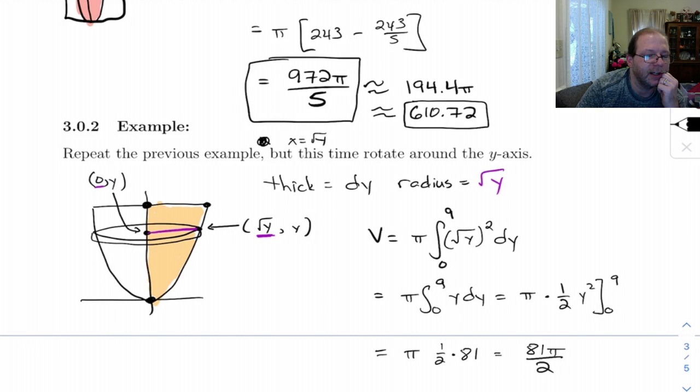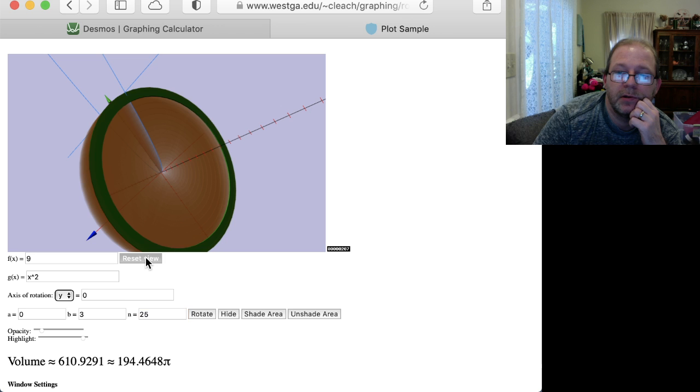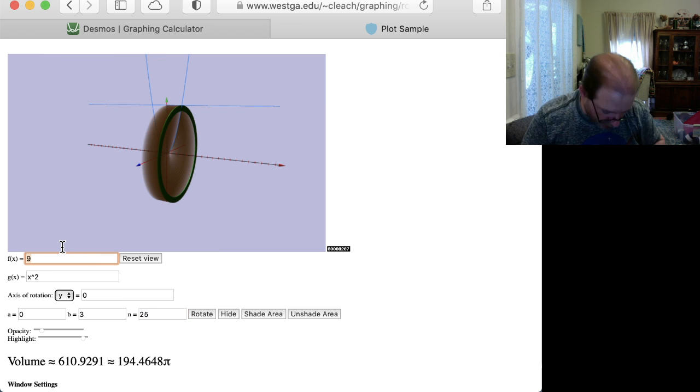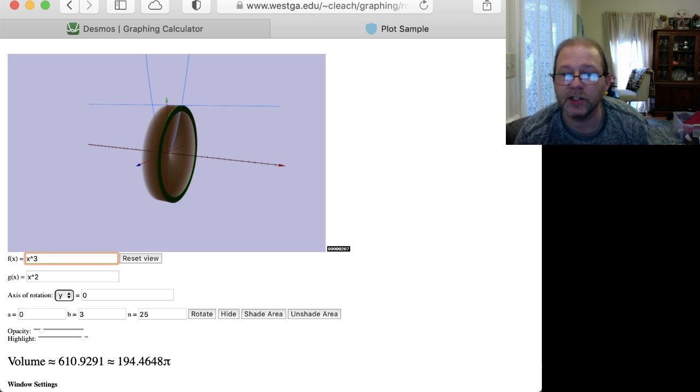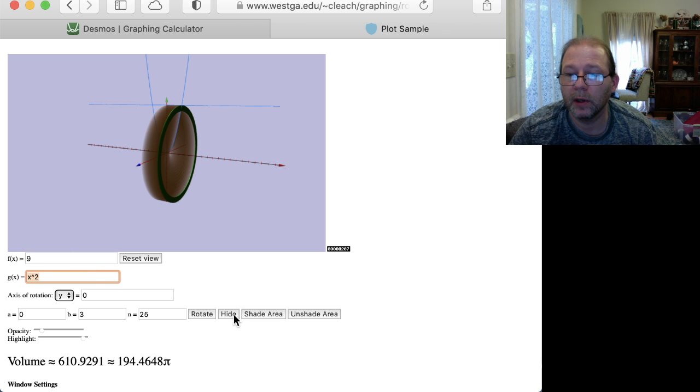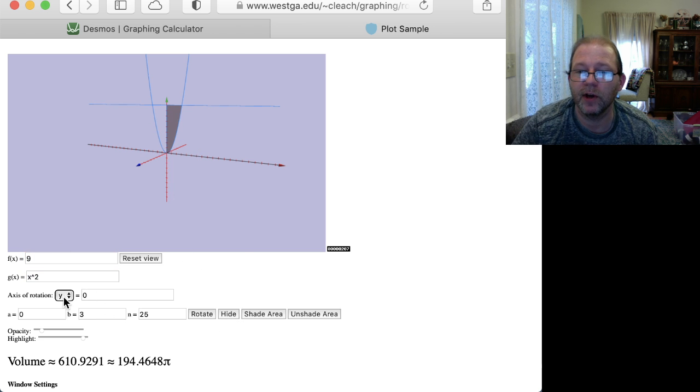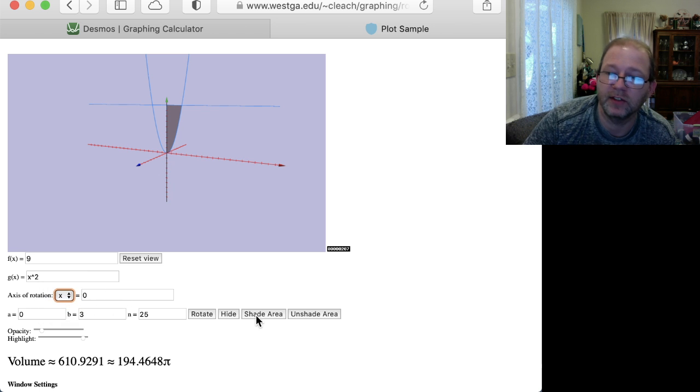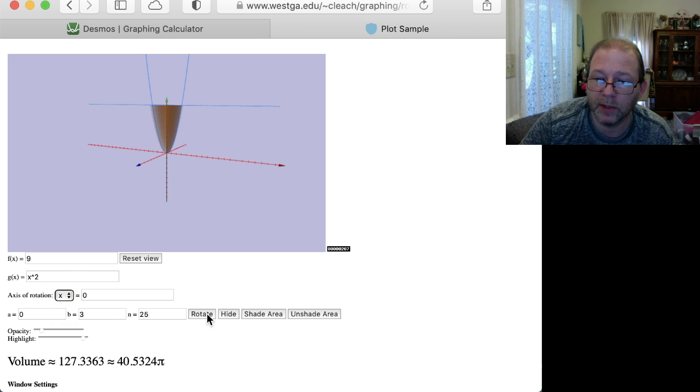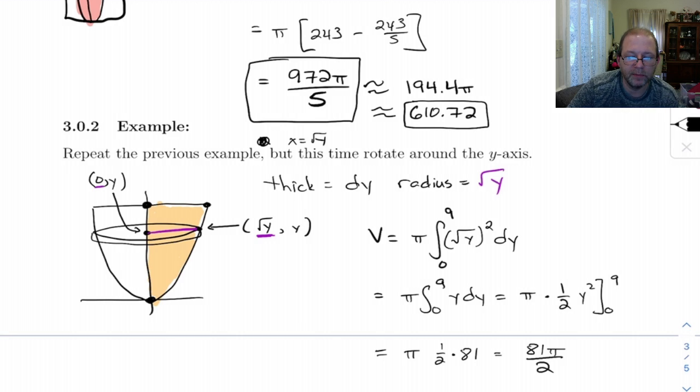And as always, I want to check. So this was y equals x squared. I guess I didn't even need to change anything here. We've got that area, and now instead of rotating around the x-axis, we're going to do the y-axis, which is x equals 0. Rotate that thing, and we get 127.33 or 40.5, etc. pi. Now the exact answer that we got was 81 pi over 2, and that's right at half of 81 there, 40.5 something. All right, so we'll stop here.